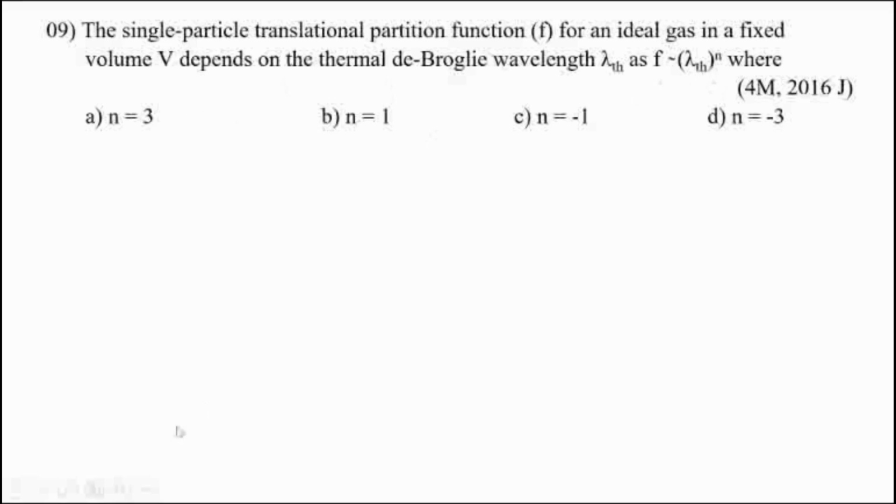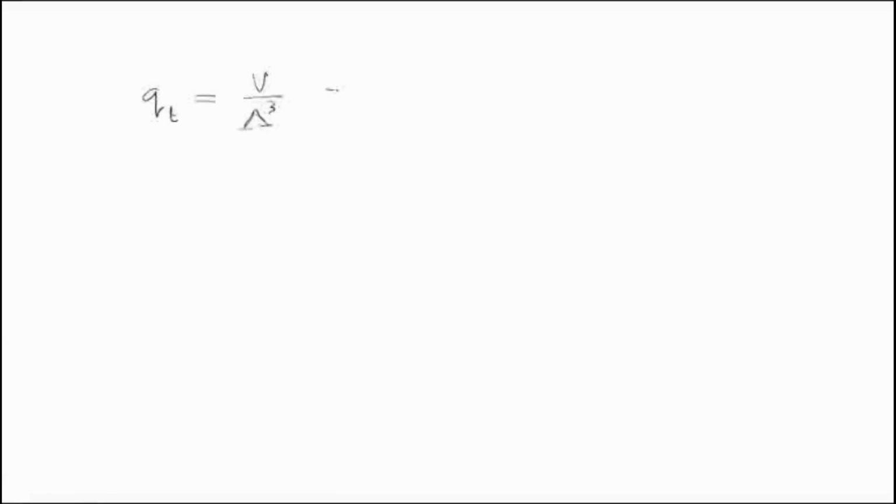How to do this? Yeah, it's very simple. I'll do it here. You know the formula. Once you write the formula, it's done. You know very well, translational partition function is equal to V by lambda cube. I used big lambda, they have given small lambda, it's all the same. They have given lambda th, the thermal de Broglie wavelength.